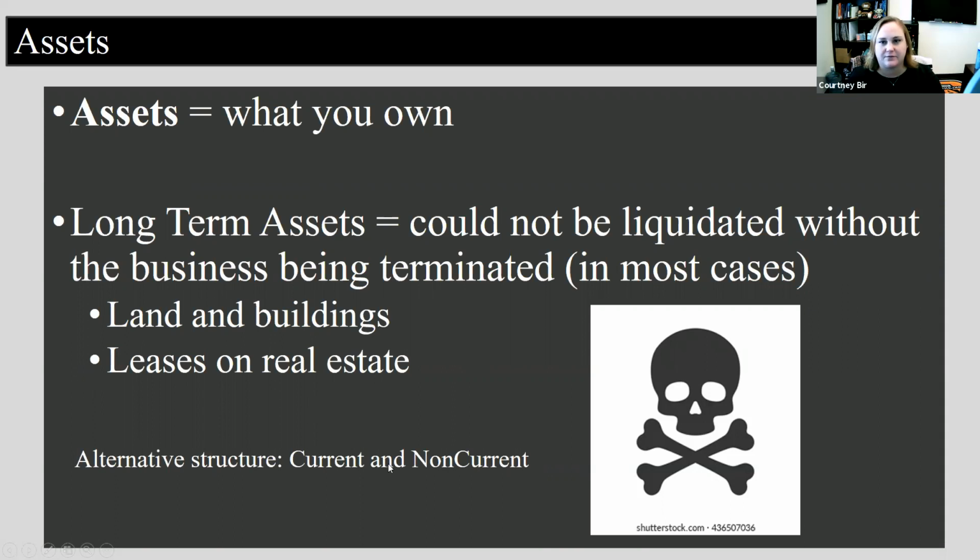In case you ever read fact sheets from other universities or other books and things, alternative structure for assets are current and non-current assets.